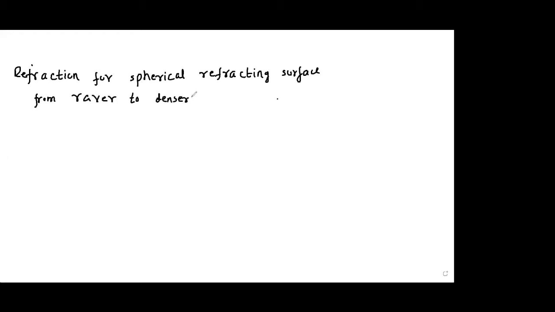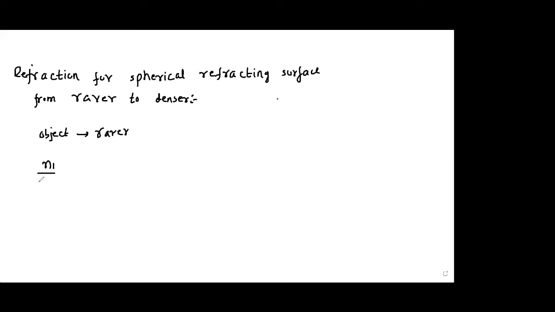When I'm saying that refraction is from rarer to denser, that means where is your object? Is your object in the rarer medium or in the denser medium? Yes, the object is in the rarer medium. And where is the image? The image may be in the denser medium. So the object is in the rarer medium, and it's refracting from rarer to denser. Rays are coming from rarer to denser.